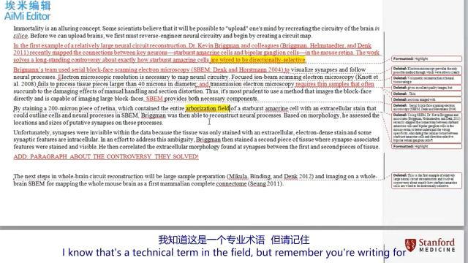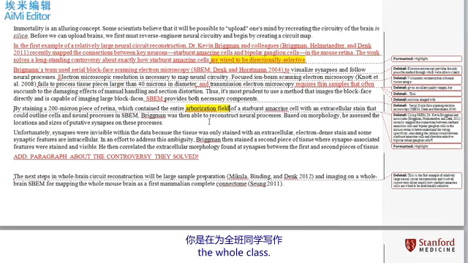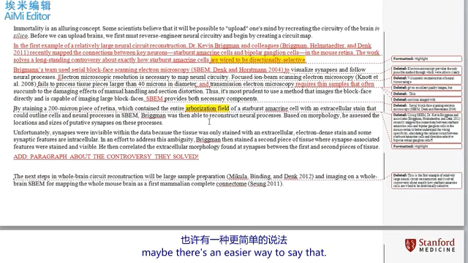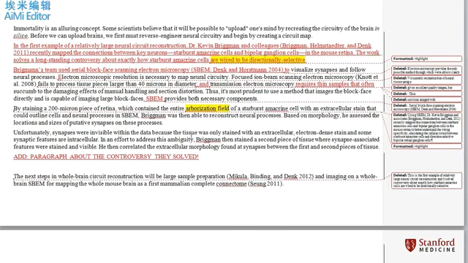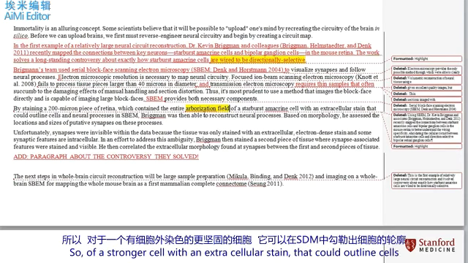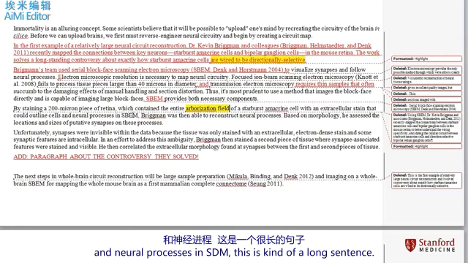I know that's a technical term in the field, but remember you're writing for the whole class. So that has something to do with branching of neurons. Maybe there's an easier way to say that. I'm also going to make a few edits to this sentence. So of a starburst cell with an extracellular stain that could outline cells and neural processes in SBEM.